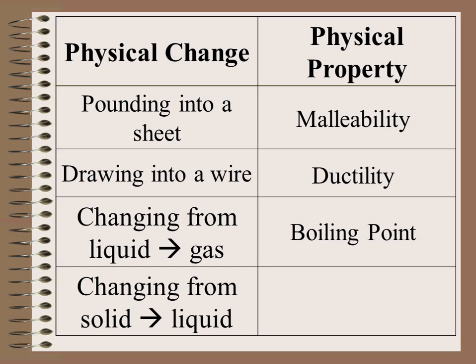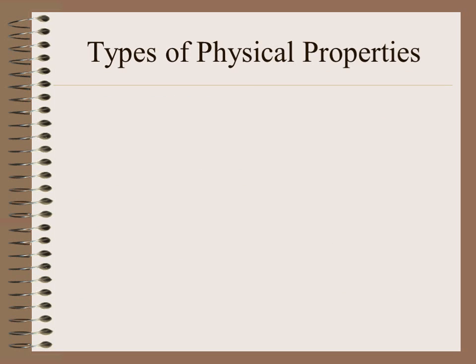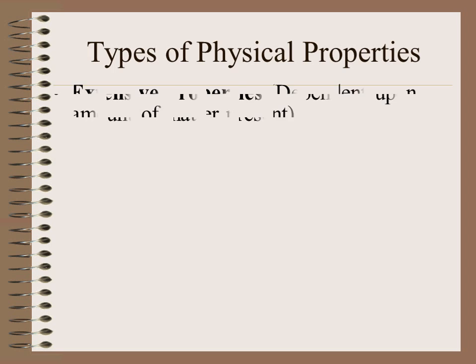Changing from a solid to a liquid, that process is known as melting, so the corresponding temperature at which it occurs is the physical property of the substance and is known as the melting point. Within the classification of physical properties, we can further break it down into two more classifications: extensive physical properties and intensive physical properties.